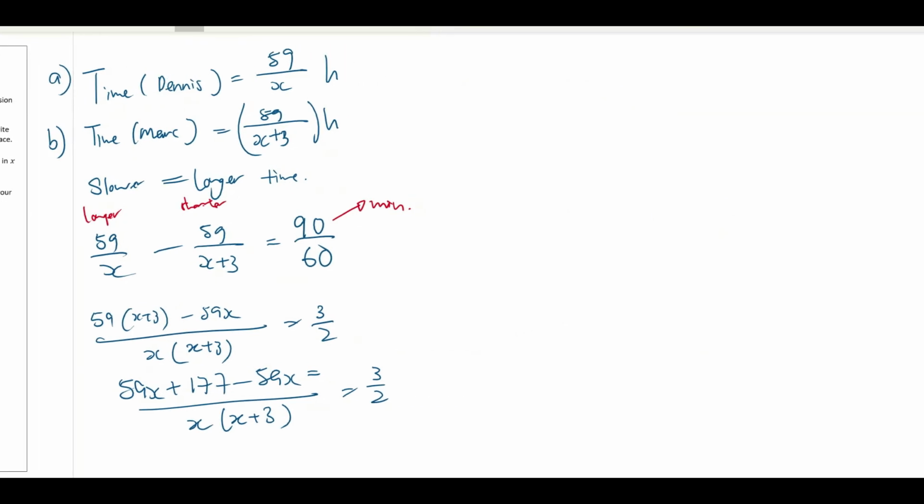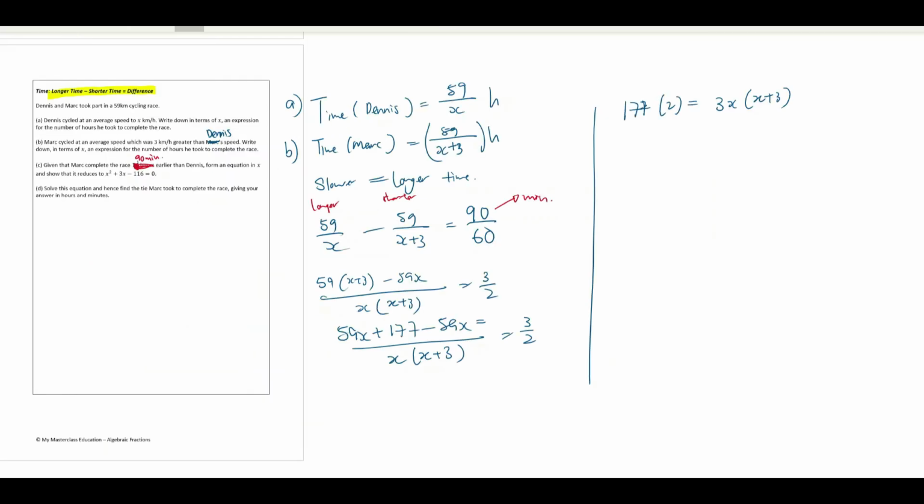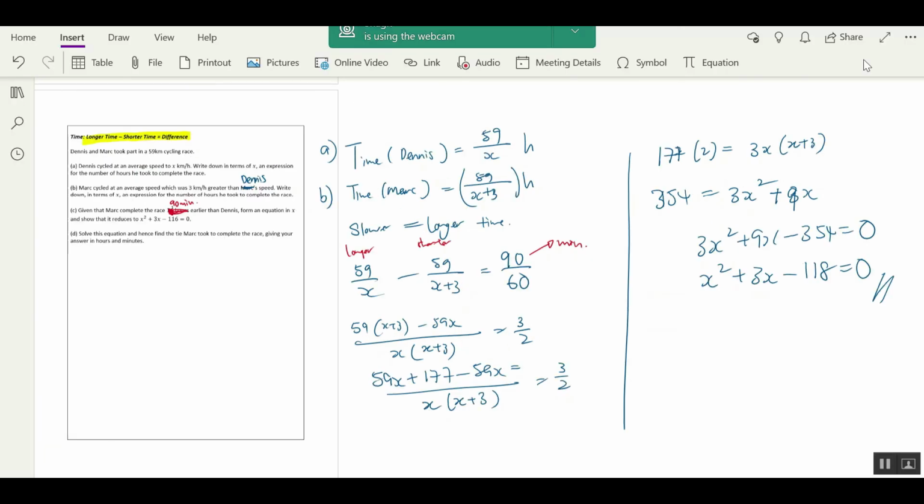Okay, and this is where you cross multiply. 177 multiplied by 2 is equals to 3x bracket x plus 3. Then I will have 354 is equals to 3x squared plus 9x, sorry. So 3x squared plus 9x minus 354 equals to 0. Everybody divide by 3, minus 118 equals to 0. Okay, x squared plus 3x minus 118.